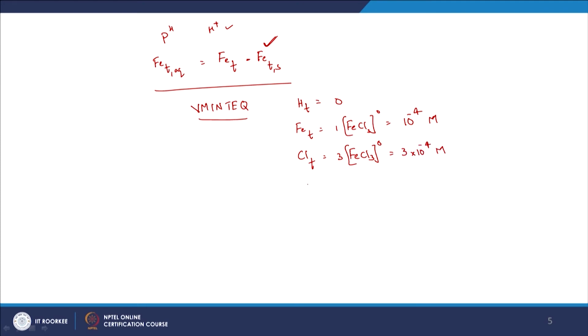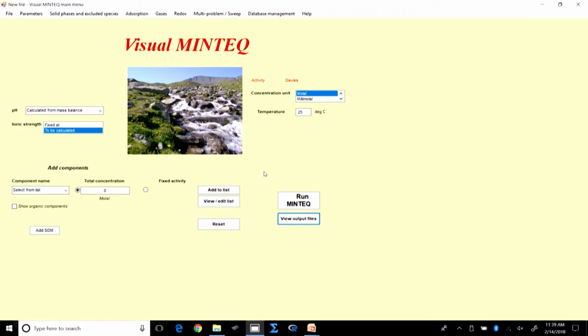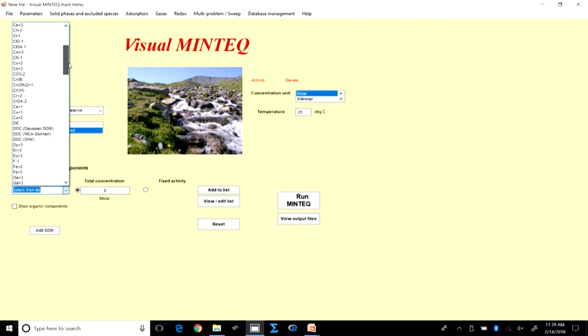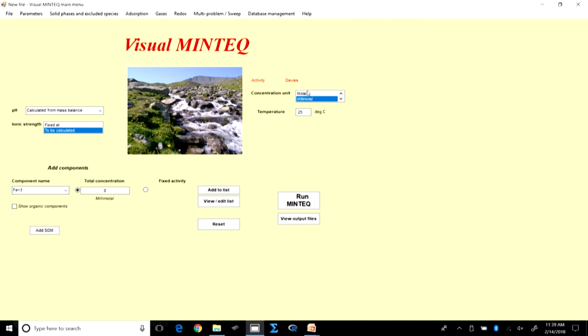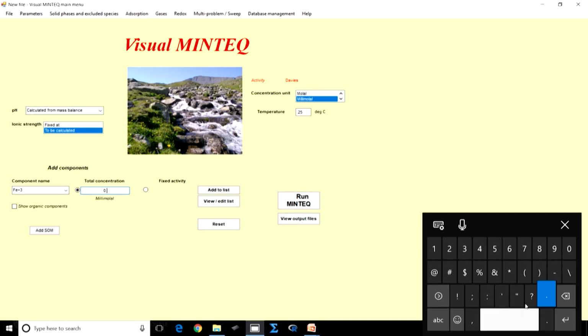And obviously you also need to specify the solid, and we know that ferrihydrite is something that you need to consider. So we are going to plug these total components into VMinTeq and specify ferrihydrite as the possible solid. So let's move on to VMinTeq. Fe total first. I'm going to use millimolar units to make it easier to plug them in. So 0.1, since it was 10 power minus 4 molar. Add that to the list.